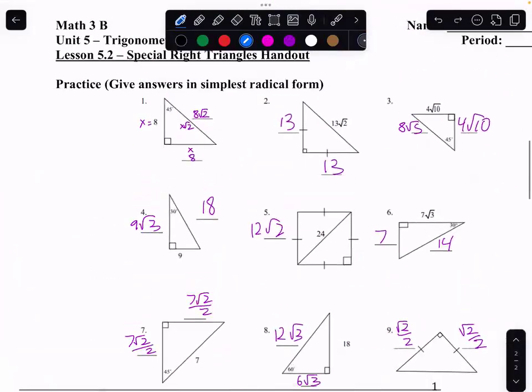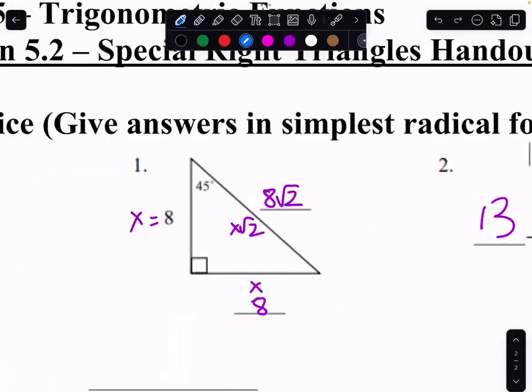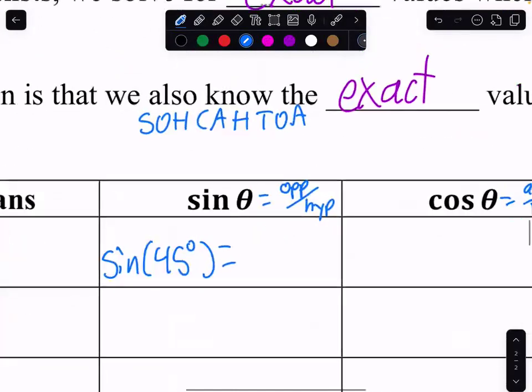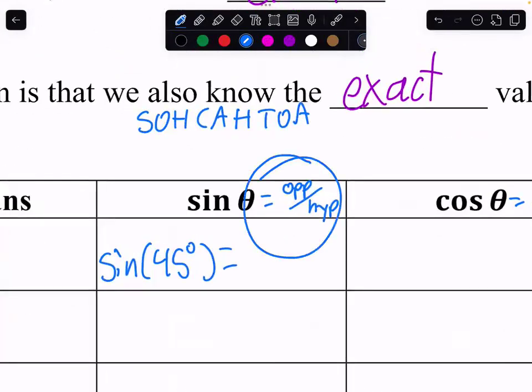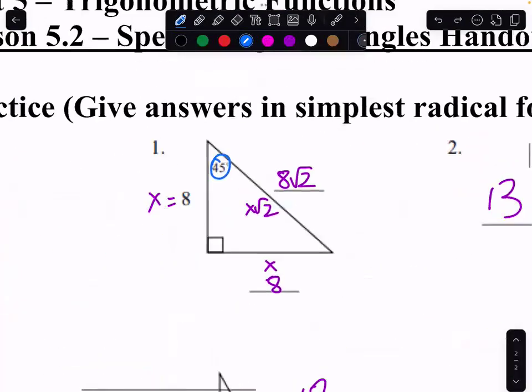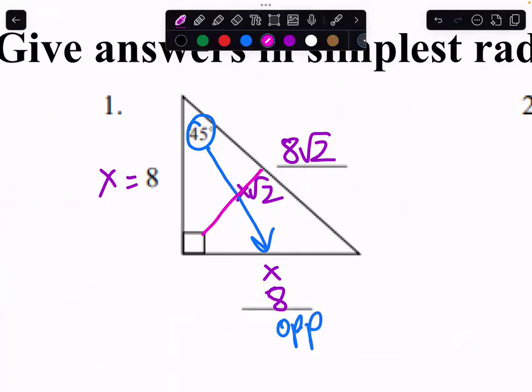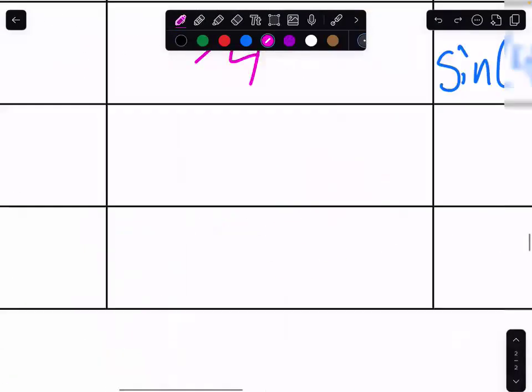So the very first one, we see this one has a 45-degree angle. So let's use that one. Sine is going to be opposite over hypotenuse. From that 45-degree reference angle, the opposite side is 8, and the hypotenuse, the longest side, is 8 radical 2. So sine will be opposite over hypotenuse, or 8 over 8 radical 2.